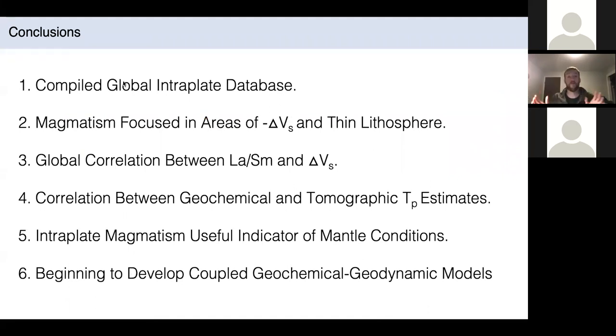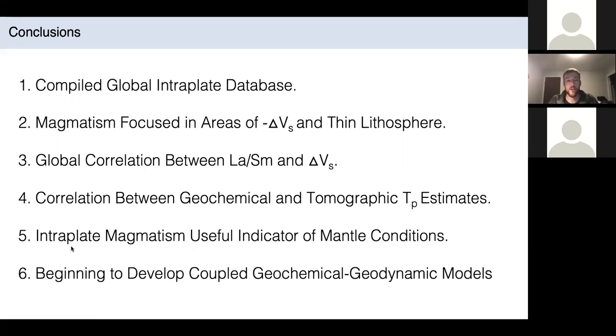So just some overall conclusions from my talk. I compiled this global intraplate volcanic database, which is now publicly available. Please use it if you want to. And then I used that database to look at correlations between the spatial and chemical distribution within the database versus shear wave velocities and lithospheric thickness. And then estimated mantle temperatures using both geochemical and tomographic techniques.